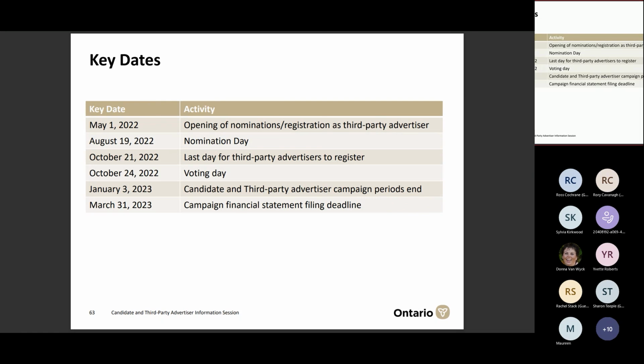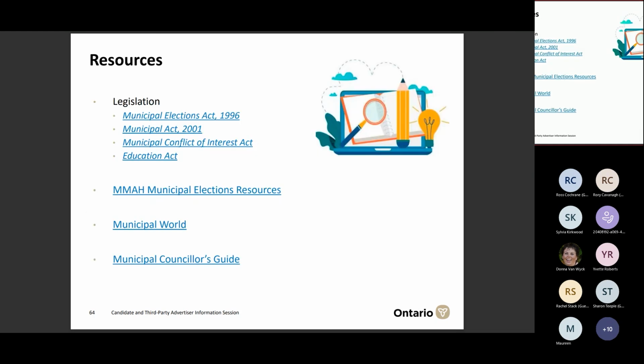And lastly, the deadline for the filing of the campaign financial statement in the clerk's office is Friday, March 31st of 2023, no later than 2 p.m. All candidates and third-party advertisers must file the statement, regardless of how much they spent or received in contributions. Next slide, please. Thank you.